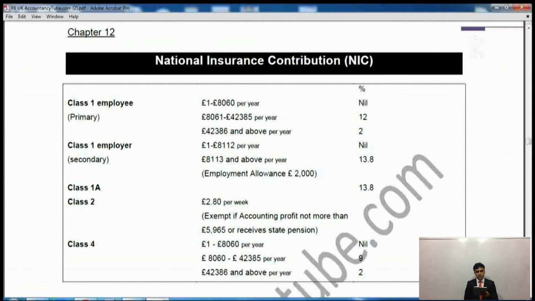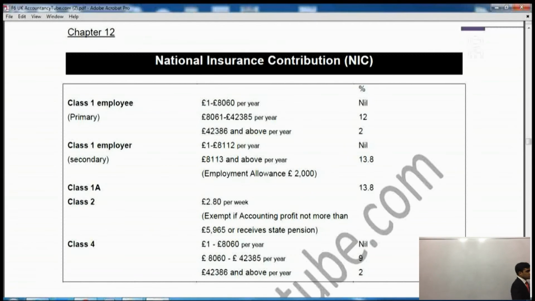The tax table will be given to you in the exam. You will be given that up to 8,060 is nil and so on. You will be given that. So these are very easy marks. Please make sure you just memorize the difference between all these, who has to pay which one. So that is it. You do not have to worry about anything else. You just need to worry about the difference between these, right? The table will be given to you in the exam.